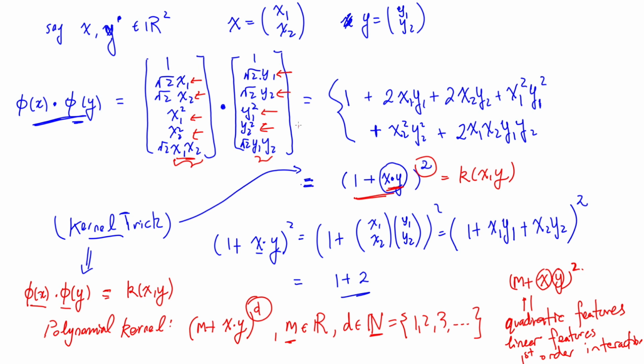If this was a 3-dimensional case, if I had x3, y3 here, first order means I would get x1 x2, x1 x3, x2 x3 in my vector. So just by computing this kernel, I get these features. What if I look at another polynomial kernel?